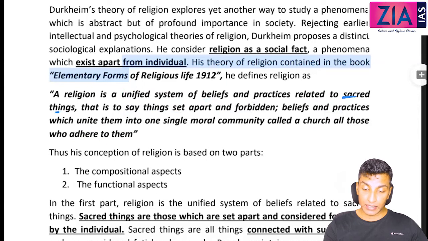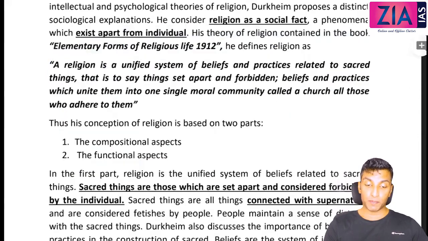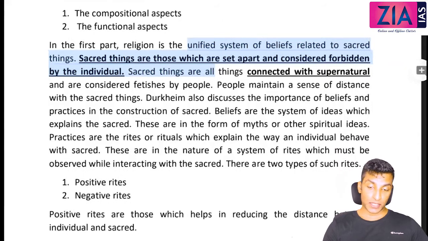So the first part, what is this? This is the compositional aspect. The second part is the functional aspect. Thus his conception of religion is based on two parts, the compositional aspect and the functional aspect. In the first part, religion is a unified system of beliefs related to sacred things.